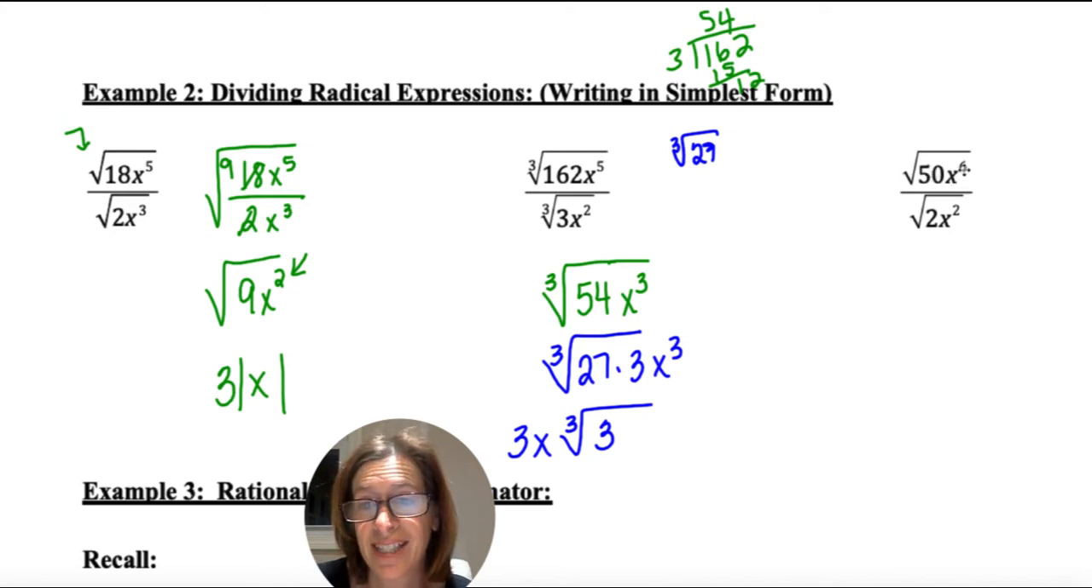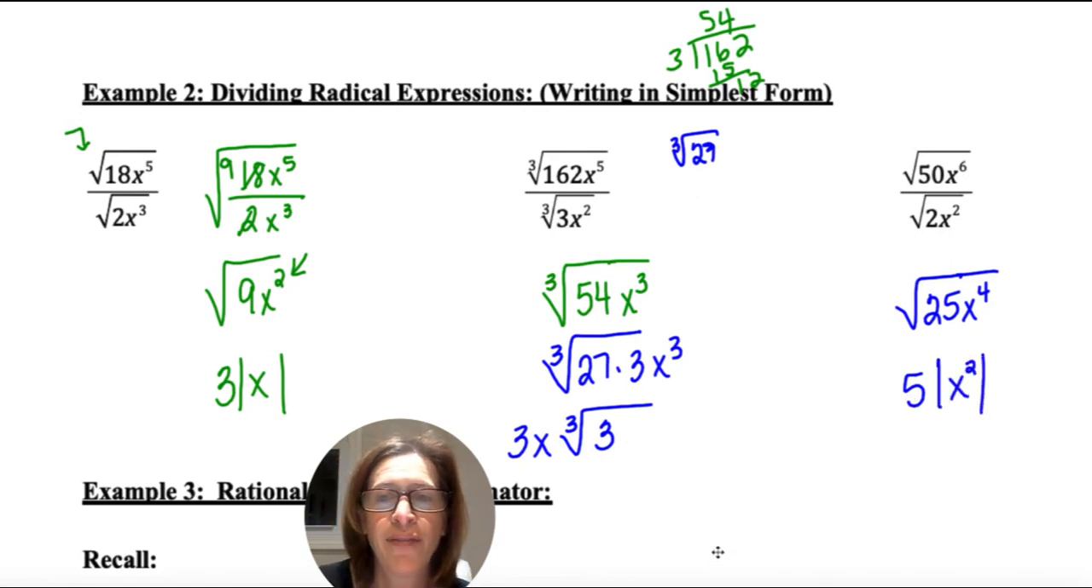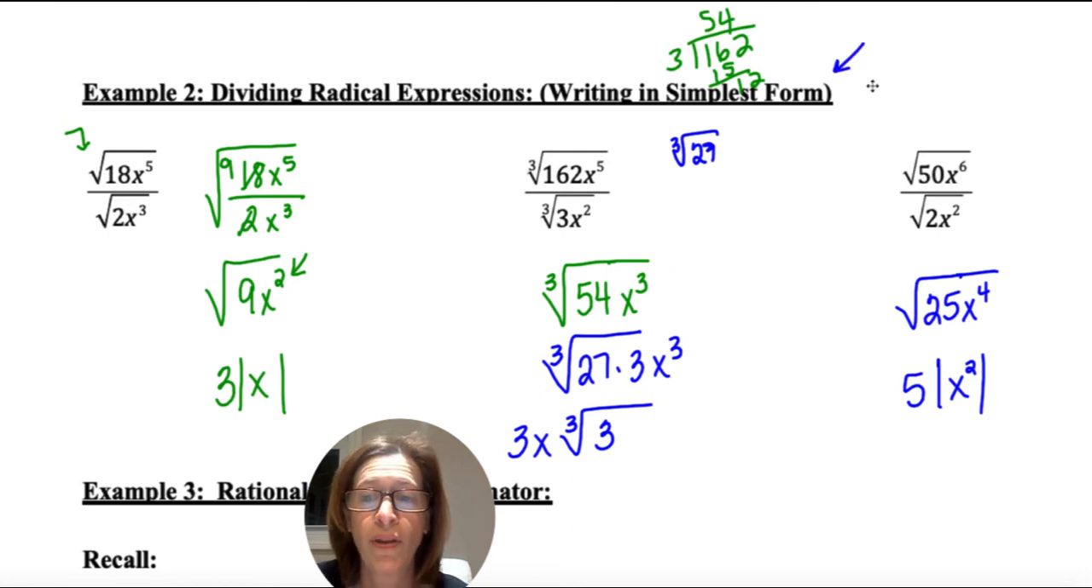the square root of 50x to the 6 over the square root of 2x squared is going to give me the square root of 25x to the 4th. So that would be 5 absolute value of x squared. Okay? Now, if you see in the question where it says assume all variables are positive, then you don't need to do absolute value. But if not, you have to do that.